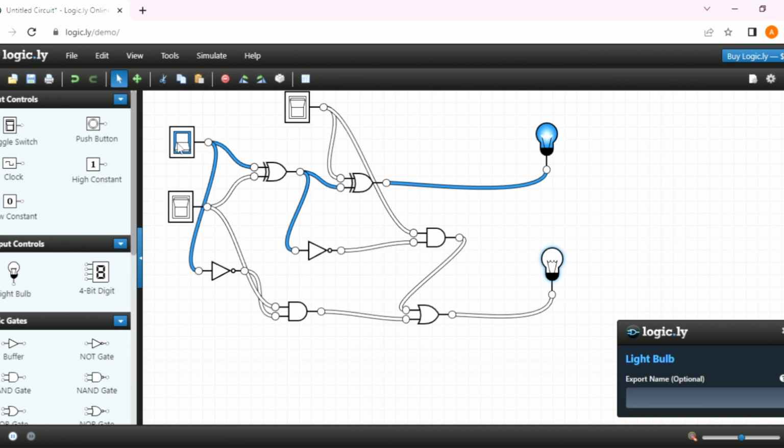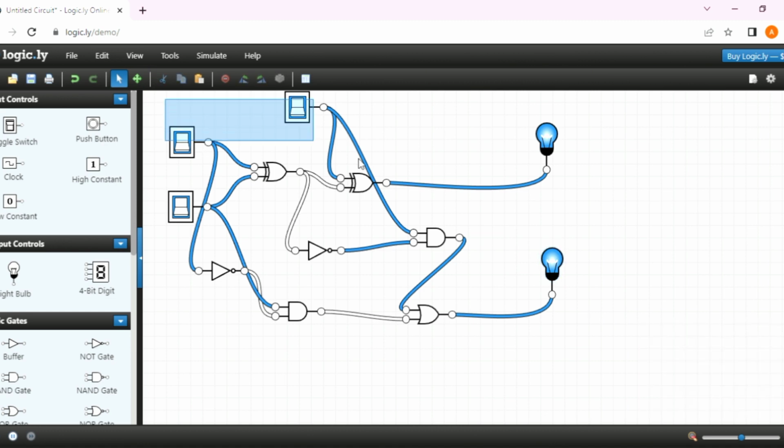When A is 1, B is 0, C is 1, both difference and borrow are 0. When A is 1, B is 1, C is 0, both the difference and borrow are 0. When A, B and C are 1, both the difference and borrow are 1. So this is the circuit of the full subtractor.